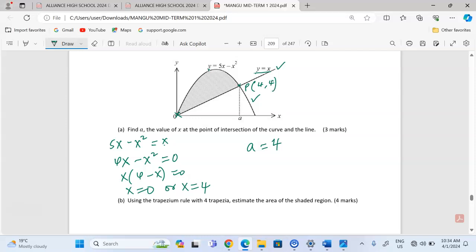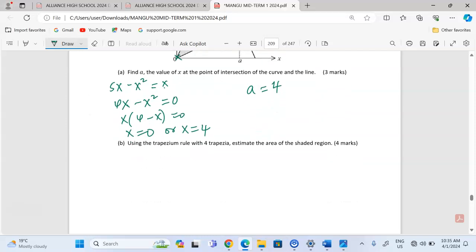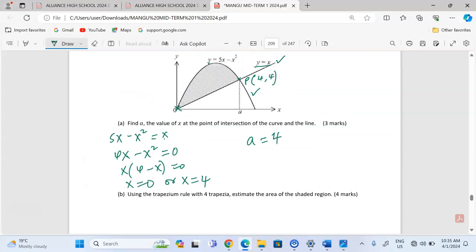All right, let's now continue. Part B: using the trapezium rule with 4 trapezia, estimate the area of the shaded region. So from 0, we should have 1, 2, 3, then 4. The trapezia are going to be here, the second one, the third one, and the fourth one. These are the 4 trapezia, and we're going to use them.